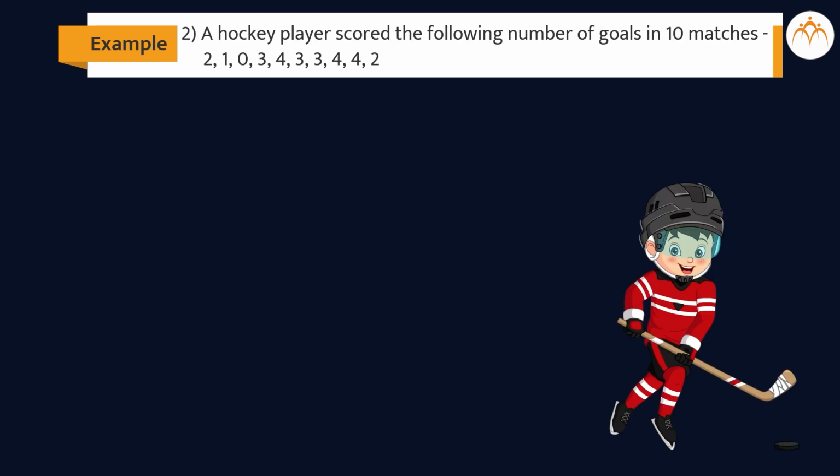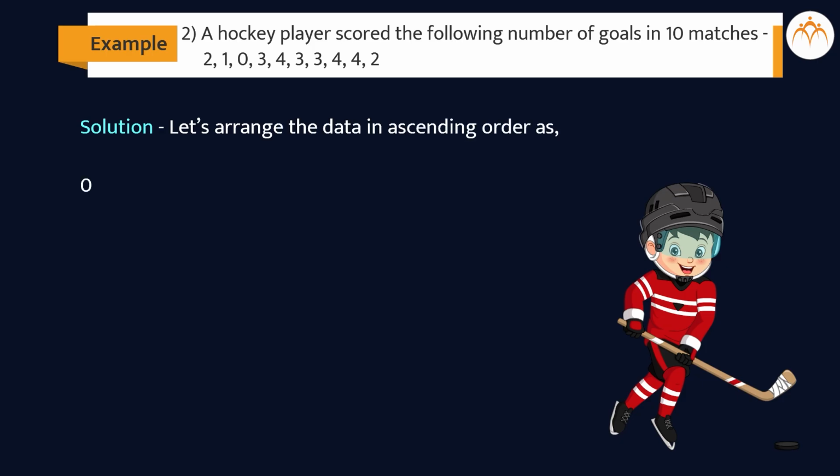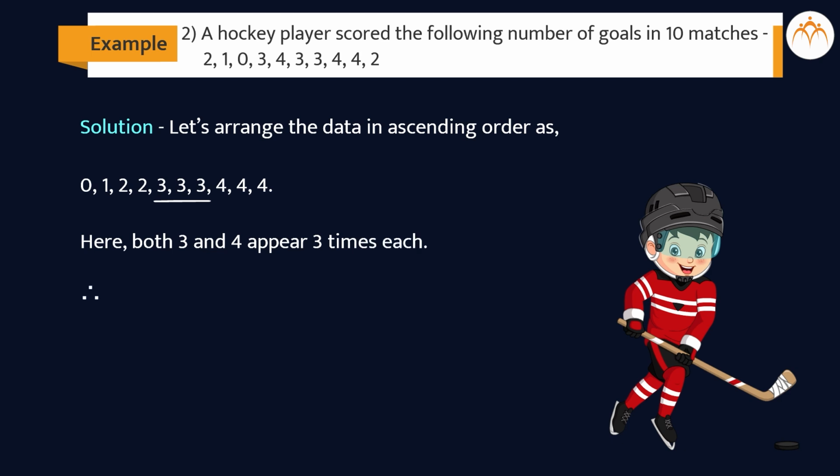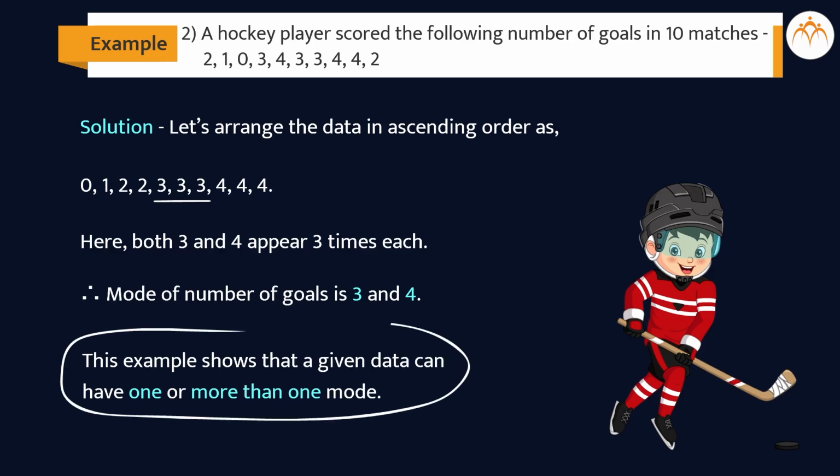A hockey player scored the following number of goals in 10 matches. 2, 1, 0, 3, 4, 3, 3, 4, 4 and 2. Solution. Let's arrange the data in ascending order as 0, 1, 2, 2, 3, 3, 3, 4, 4, 4. Here, both 3 and 4 appear 3 times each. Therefore, the mode of number of goals is 3 and 4. Now, this example shows that a given data can have one or more than one mode.